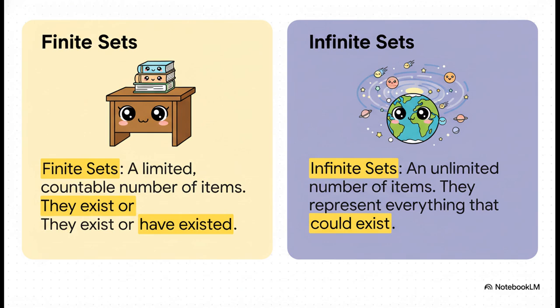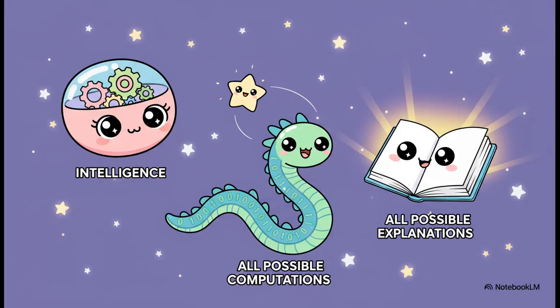But then you have infinite sets. And this is where the really big, mind-blowing questions live. We're not just talking about things that exist, but everything that could ever possibly exist. Yeah, infinite sets. Think about it. All possible computations, or all possible explanations for a phenomenon. Whoa. When you start making universal claims about those kinds of sets, you're stepping into the deep end. You're talking about the fundamental limits of knowledge, creativity, and intelligence.